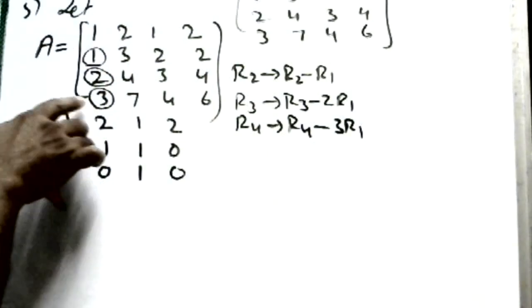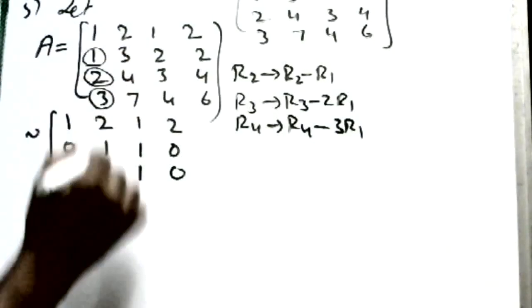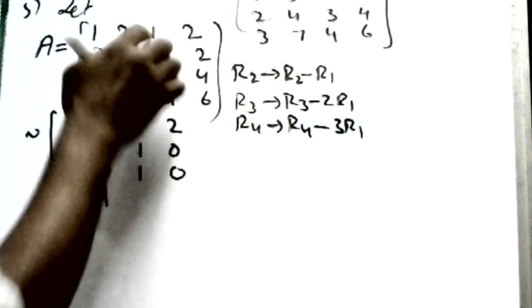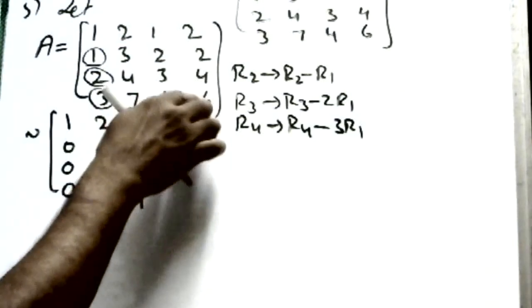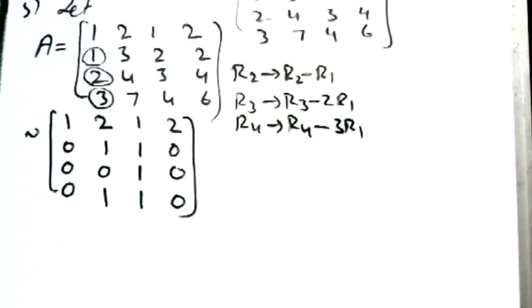In the same way, R4 minus 3R1. 3 minus 3, 1s are 3, 3 minus 3, 0. 7 minus 3, 2s are 6, 1. 4 minus 3, 1s are 3, 1. 6 minus 2, 3s are 6, 6 minus 6, 0.